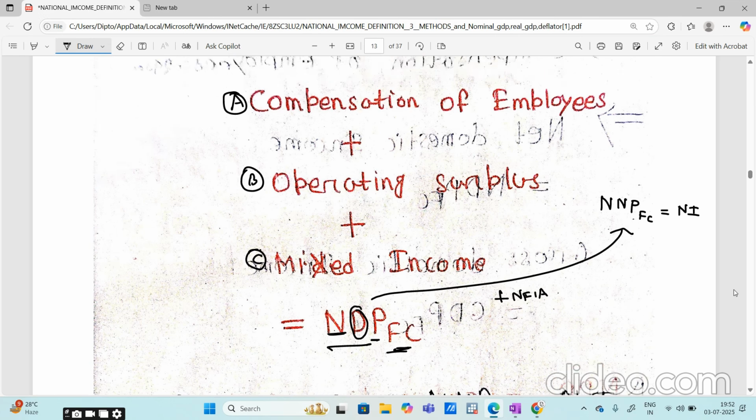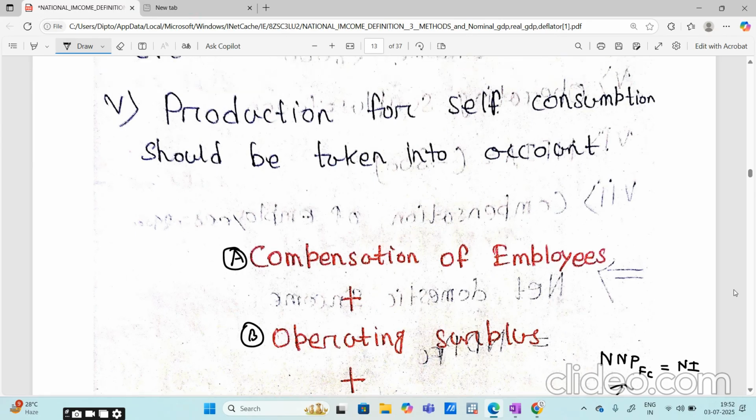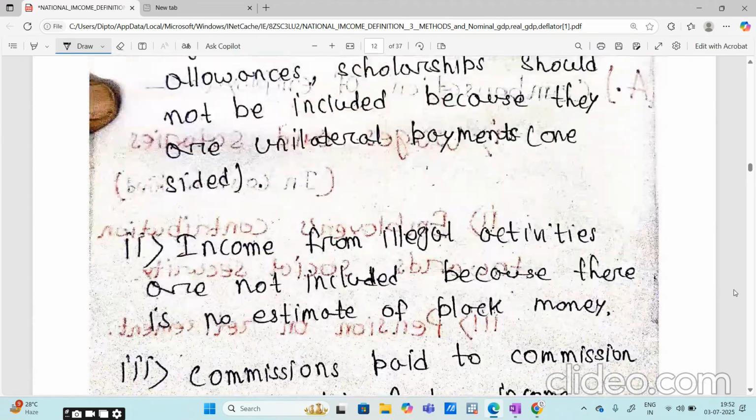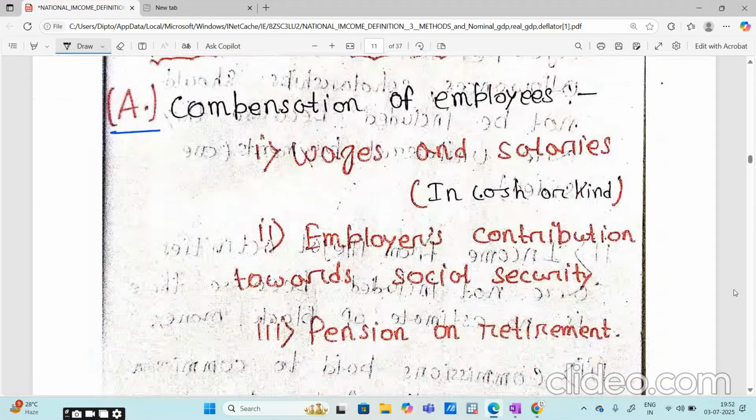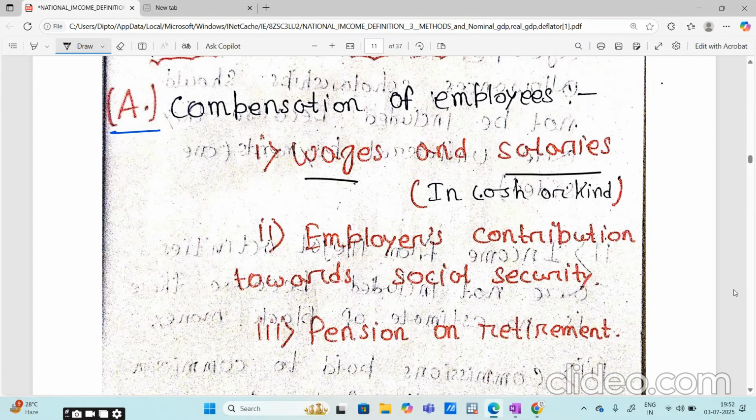Now let me break down these 3 parts, which are compensation of employees, operating surplus and mixed income. In the part of compensation of employees, there are 3 sub parts. One is wage and salary, which is basically received by the employees who work in a company or in a production process. Whatever salary they receive is basically wages and salaries.